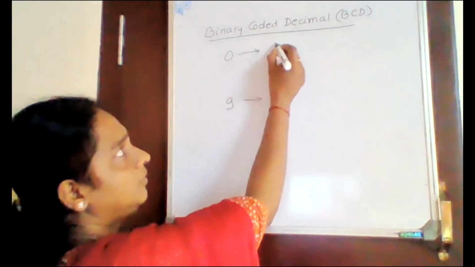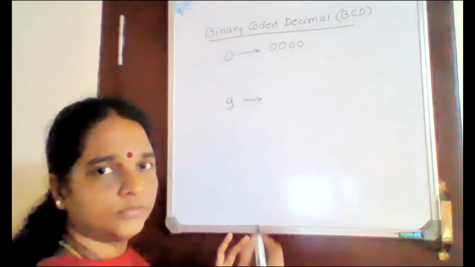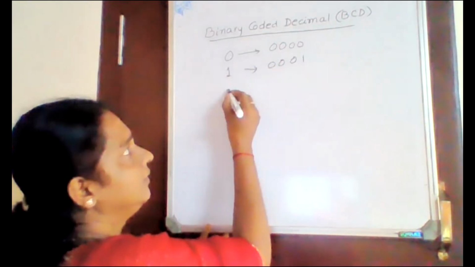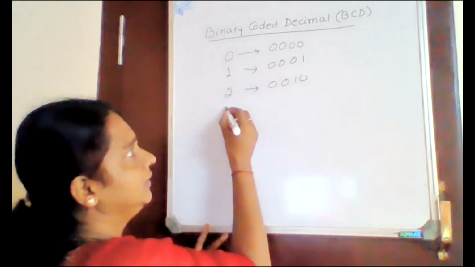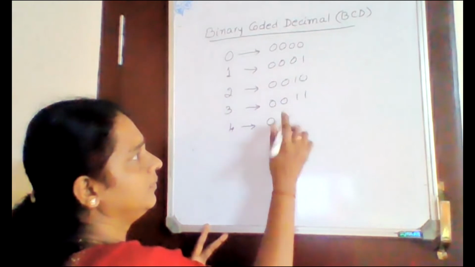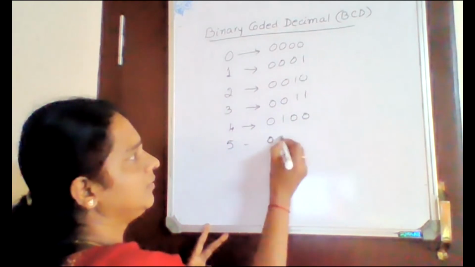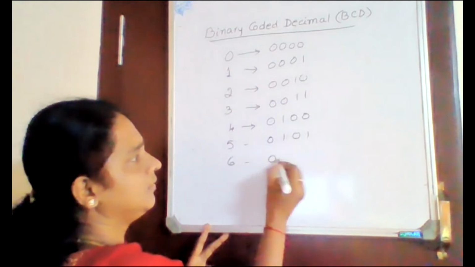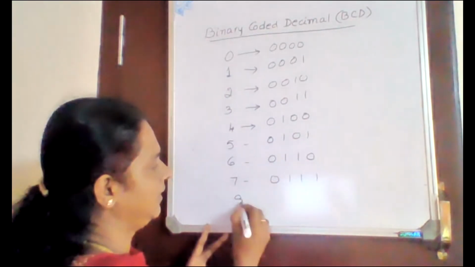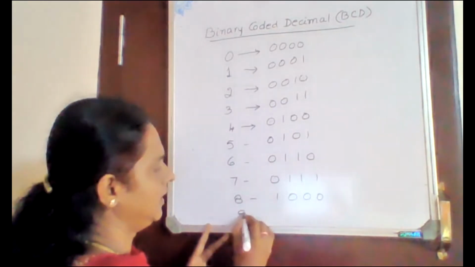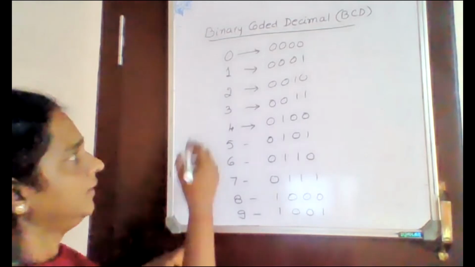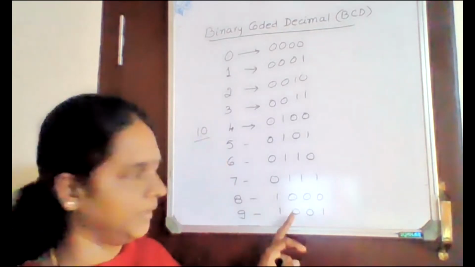So we know what is 0. In decimal, it is written as 0000. 1 is written as 0001. 2 is written as 0010. 3, 0011. 4 is written as 0100. 5, 0101. 6, 0110. 7, 0111. 8 is written as 1000. 9 is written as 1001.